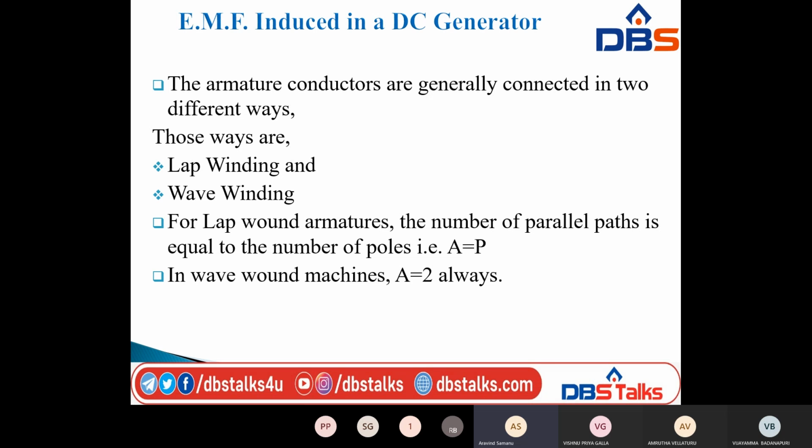The first one is the EMF equation of a DC generator: Eg is equal to ΦPNZ by 60A. Next, for lap wound armatures, the number of parallel paths is equal to the number of poles, that is A is equal to P. For wave winding, A is equal to 2. So this is the EMF induced in a DC generator, or the EMF equation of a DC generator concept.